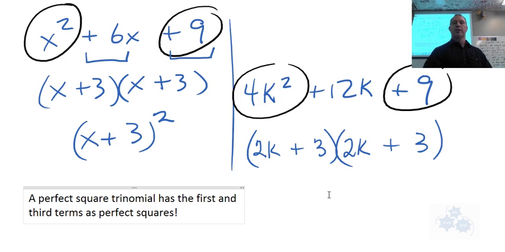Okay, any questions about perfect square trinomials?